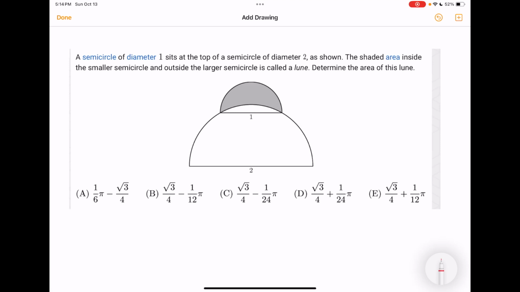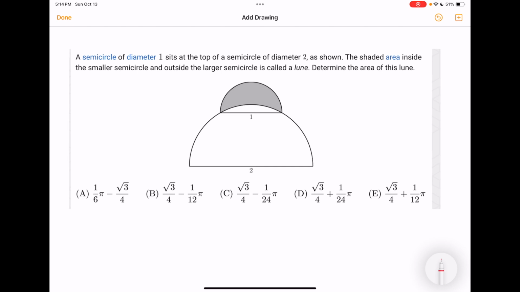The problem states a semicircle of diameter 1 sits at the top of a semicircle of diameter 2 as shown. The shaded area inside the smaller semicircle but outside the larger semicircle is called a lune. Determine the area of this lune. So basically, it's just telling us to find the area of the shaded part.